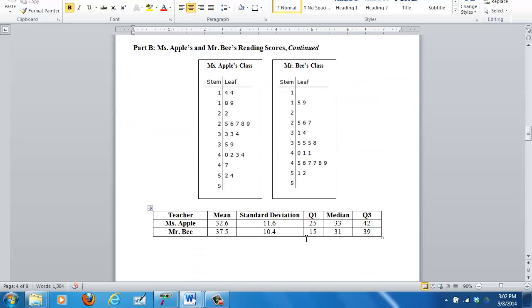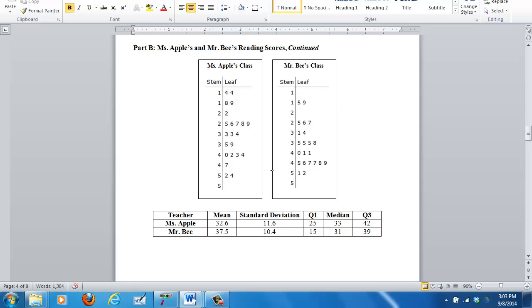You'll notice with the stem and leaf plot, you can get a pretty good idea of the shape of that graph for both of them. And then we also have our 5-number summary for both Miss Apple and Mr. B, and that tells us a lot about the actual distribution, but it doesn't really tell us anything about the relative standing of the score of 40 within the rest of the data set.